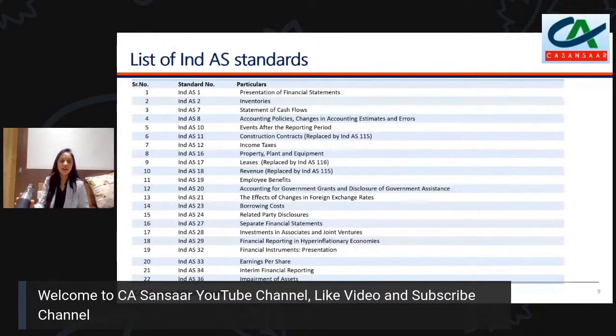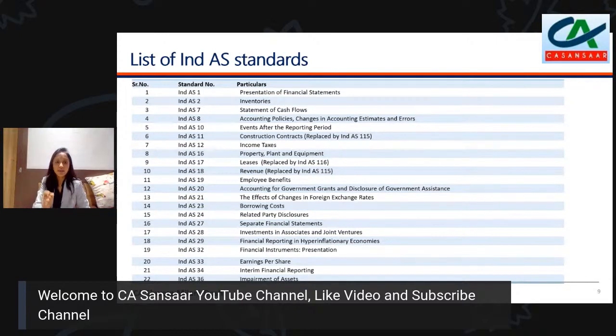So under the related party disclosure standard, you have certain important additional relationships which are covered in Ind AS 24, which were never there under AS 18. This is the first major difference. And the second major difference is there are certain additional disclosures to be given for related parties. So what are, for example, such disclosures?